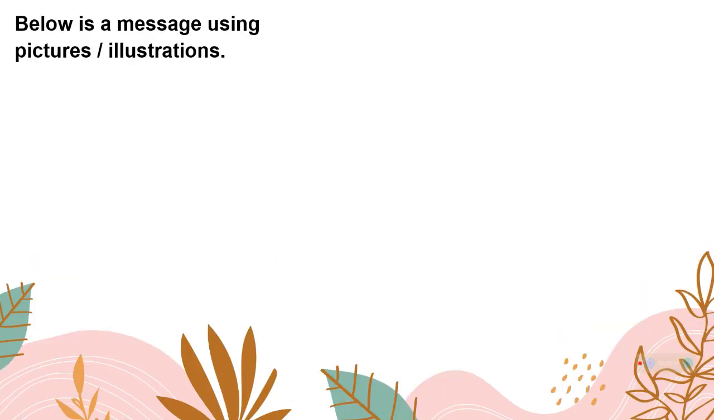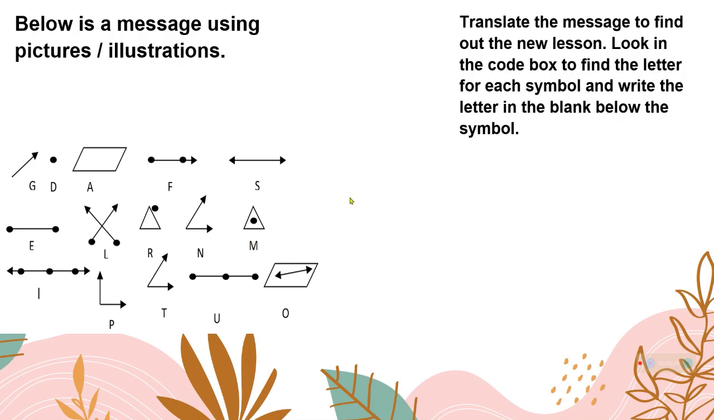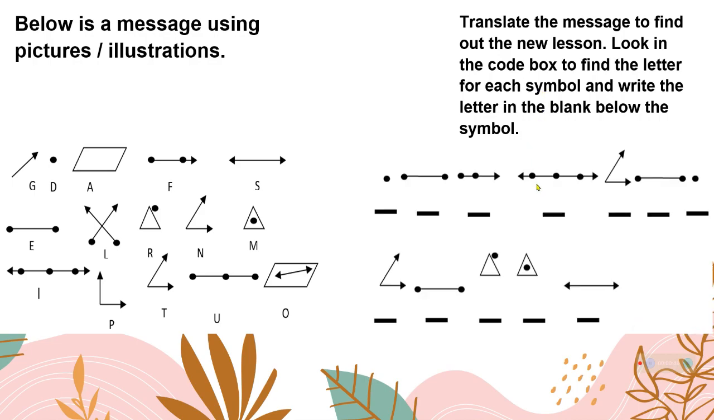Okay, so to proceed, below is a message using pictures or illustrations. Okay, so like this one. Using this, you are going to translate the message to find out the new lesson. So you are going to look in the code box to find the letter for each symbol and write the letter in the blank below the symbol. Okay, so I have here the code box. Alright, so I have here the blanks for you to write your letter.